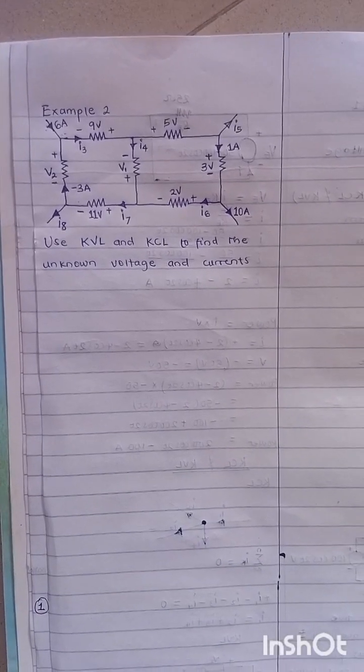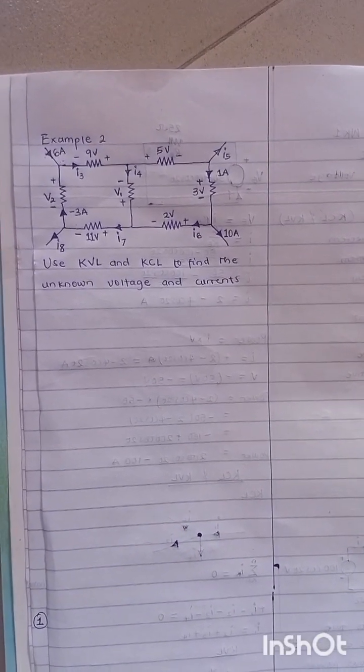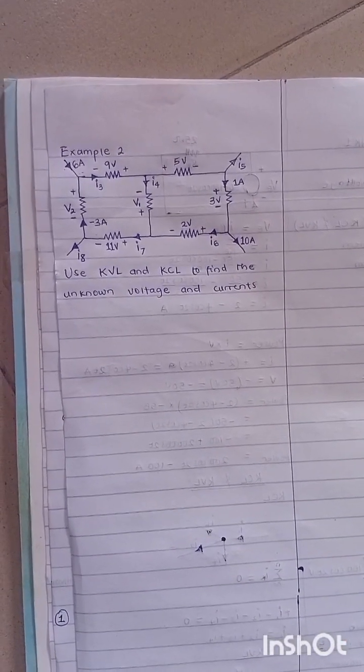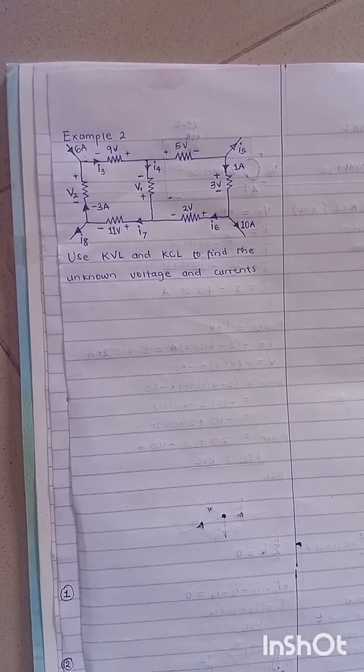All right, welcome back, and this is the second part of the week one lecture. We are still on Kirchhoff's voltage law and Kirchhoff's current law, and this is a typical example of a question or problem you face under KVL. In this example, we have to use KVL and KCL to find the unknown voltage and current.